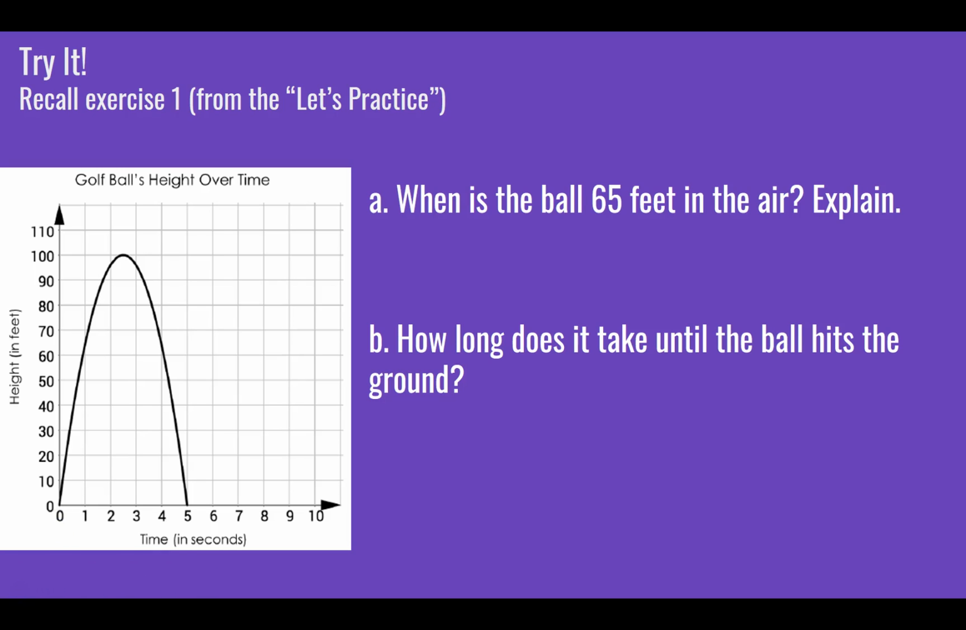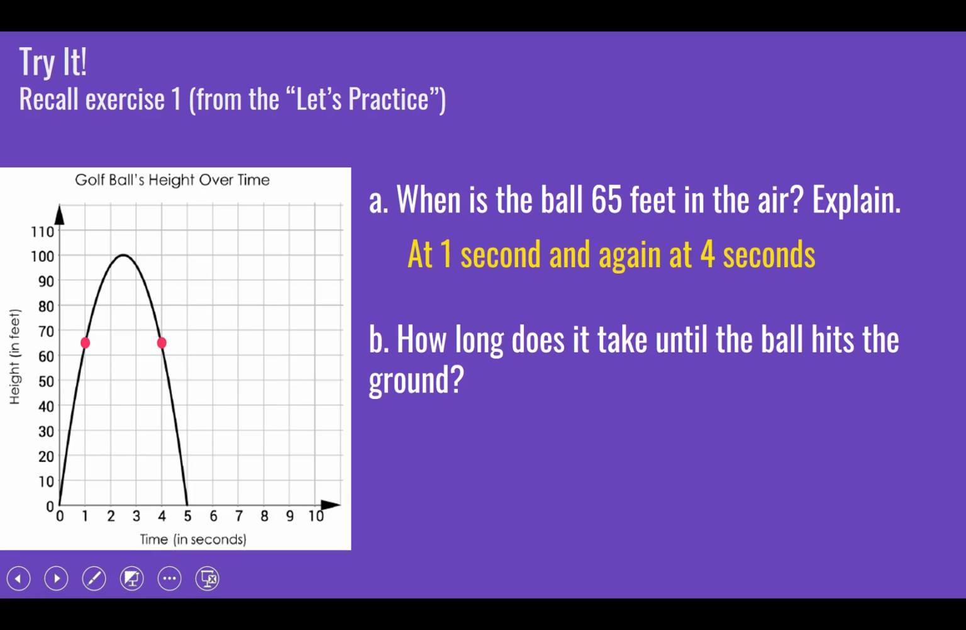All right, Shauna. When is the ball 65 feet in the air? She says 1 second. She's not wrong, but she's also not completely right. And 4. Good. It's 1 and 4. On its way up, 1 second after the golf ball got hit, it hit 65 feet. But also on its way back down, it hit 65 feet again at 4 seconds. So it's going to be at that height at 1 and again at 4 seconds.